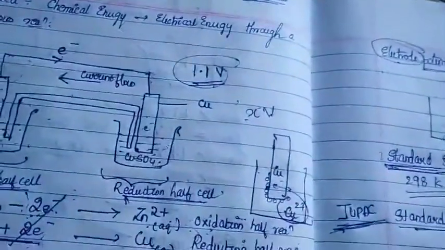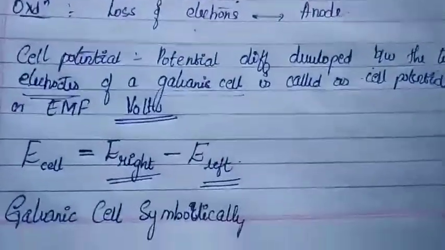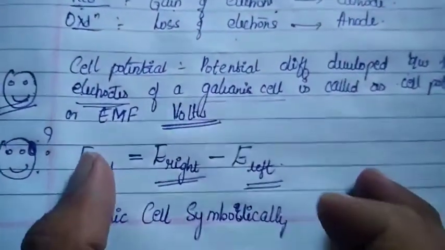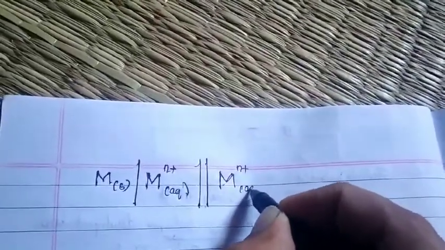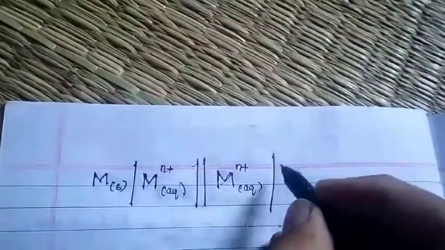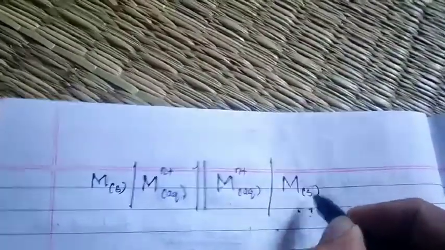In order to avoid this, IUPAC has given us a notation, a symbolic notation for how to write this galvanic cell. So pay attention. It is written in this way: metal, solid, single bar, metal ion, aqueous, double bar, metal ion, aqueous, single bar, metal, solid.